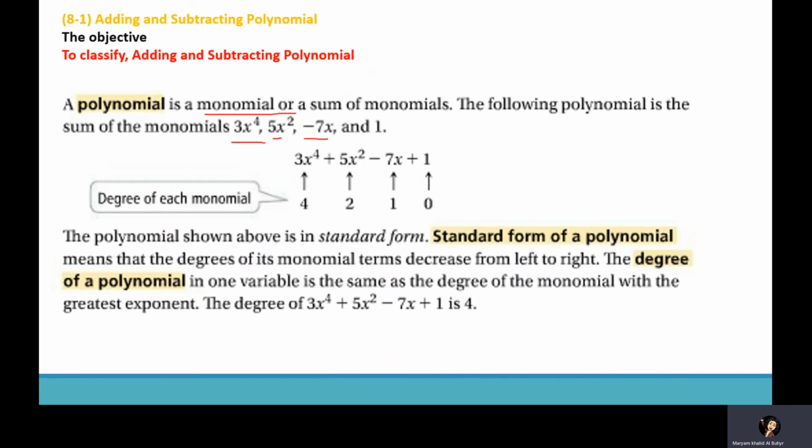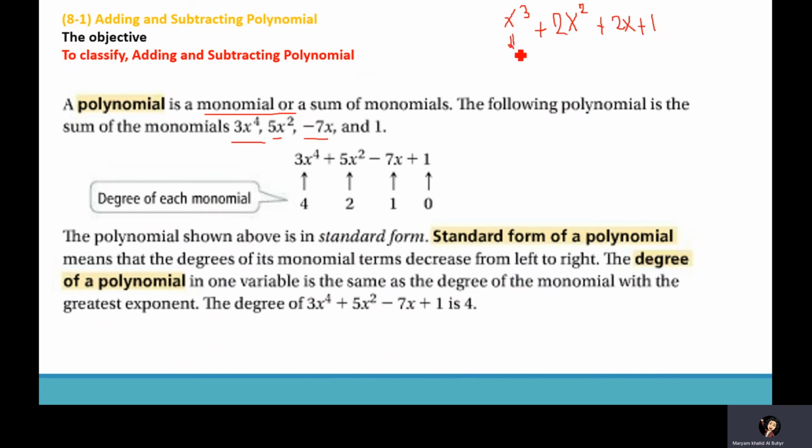So this is the standard form. For example, I will give you another example from my mind. Let's say x to the power 3 plus, let's say, 2x to the power 4, or let's say 2, for example, plus 2x plus 1. That's a standard form. Why is this a standard form?